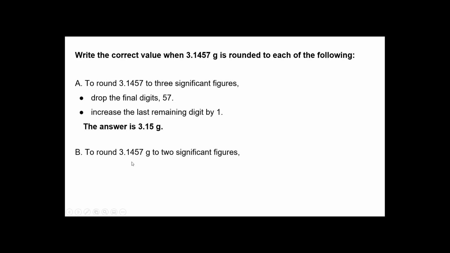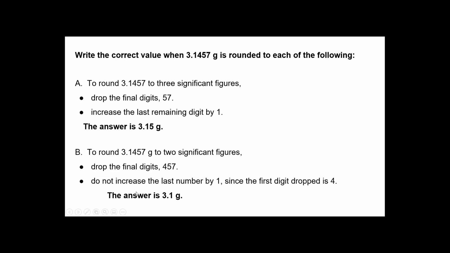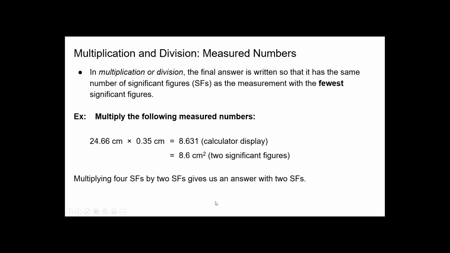So let's look at the bottom one. We want to round to 2 sig figs. So that means 1 and 2. 4 is 4 or less. So nothing's going to happen. We're simply going to drop these off. And that's exactly what we get. We drop the 4 and 7. Do not increase because it's not 5 or above. And our answer is 3.1 grams.